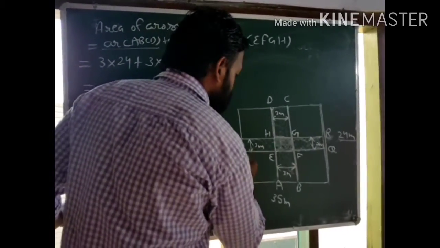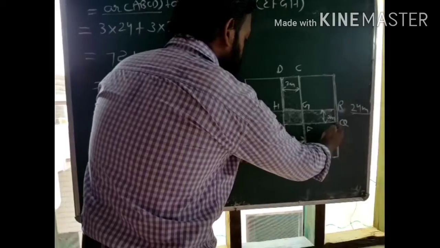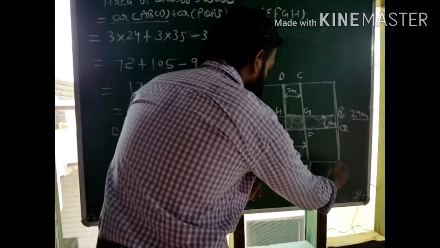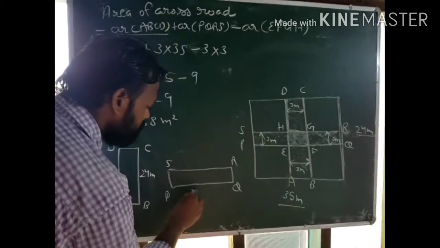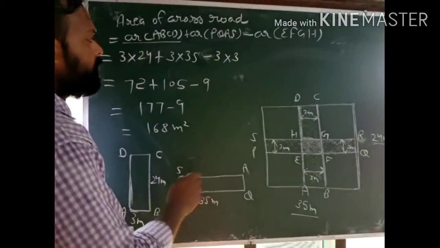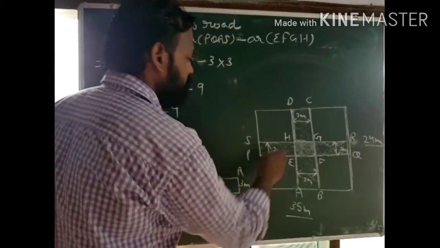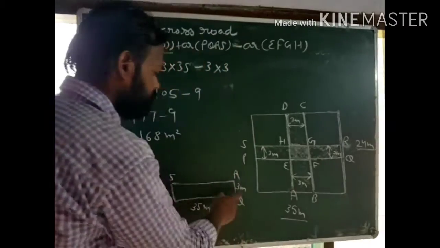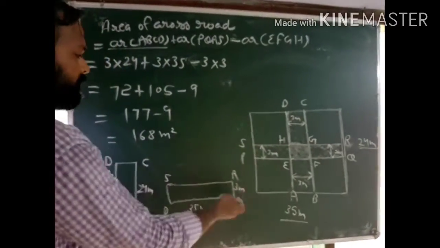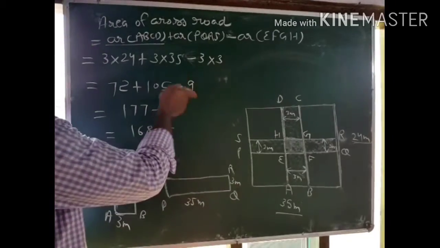Now you can see PQ is the length this time, and this side is parallel to that side, and the value of that side is 35 meters. So its length is 35 meters, and of course its breadth is 3 meters. So again we have to multiply length into breadth. Write down this one also: 3 multiplied by 35.